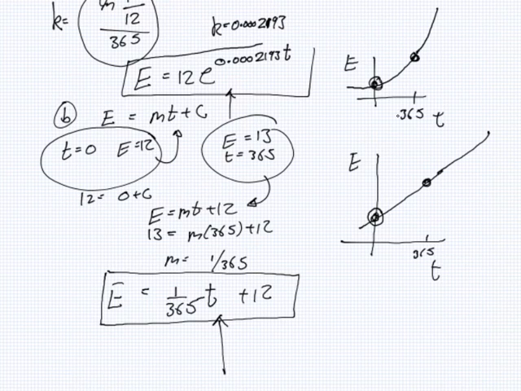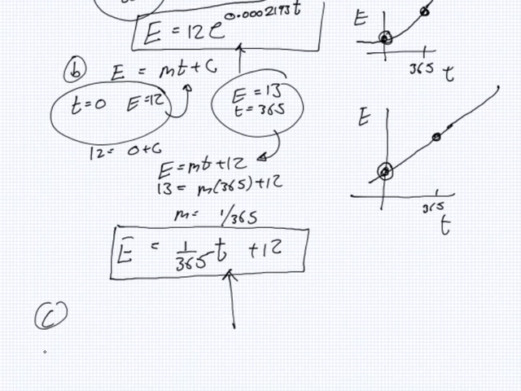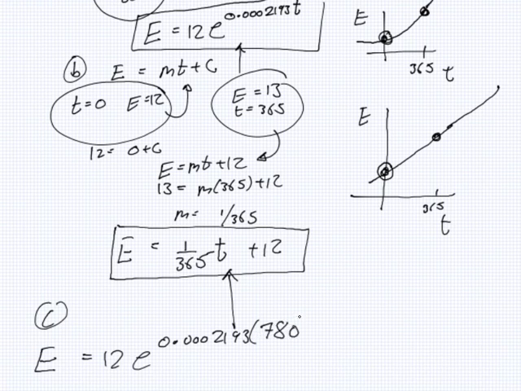So in part C, I want to know how different are they after another year. So let's compare the two. In the exponential case, we're looking at 12e to the power of 0.00022193 times 2 years, which is 780 days, is it? Is that 2 years of days? 730. Oh yeah, 730.